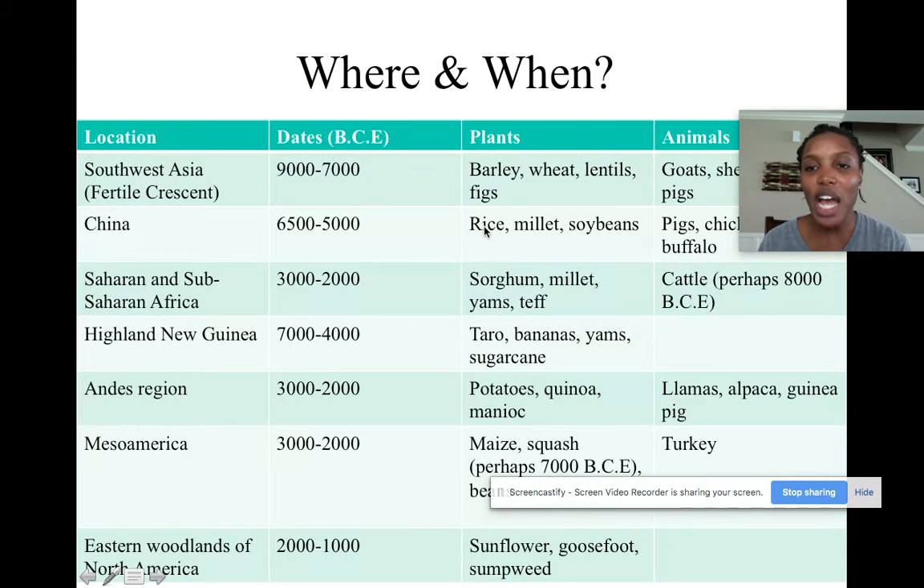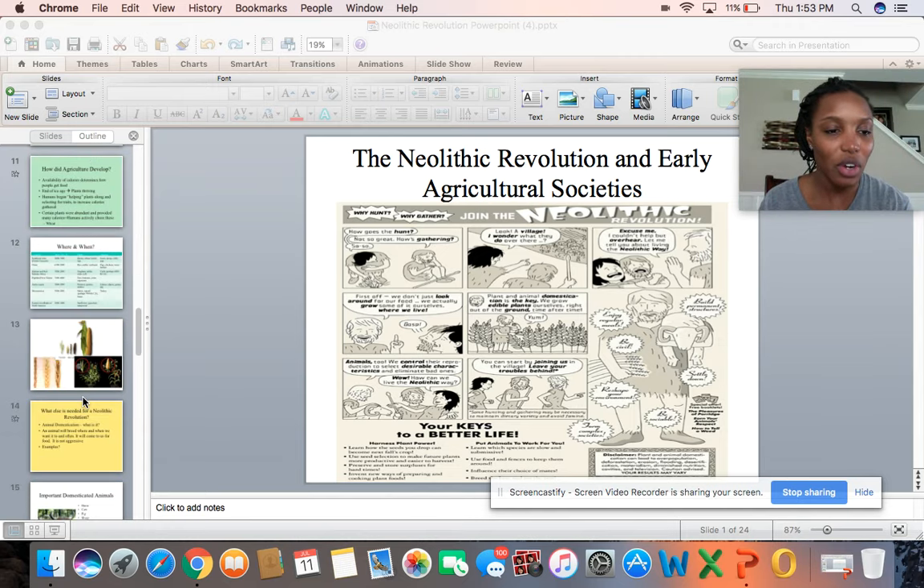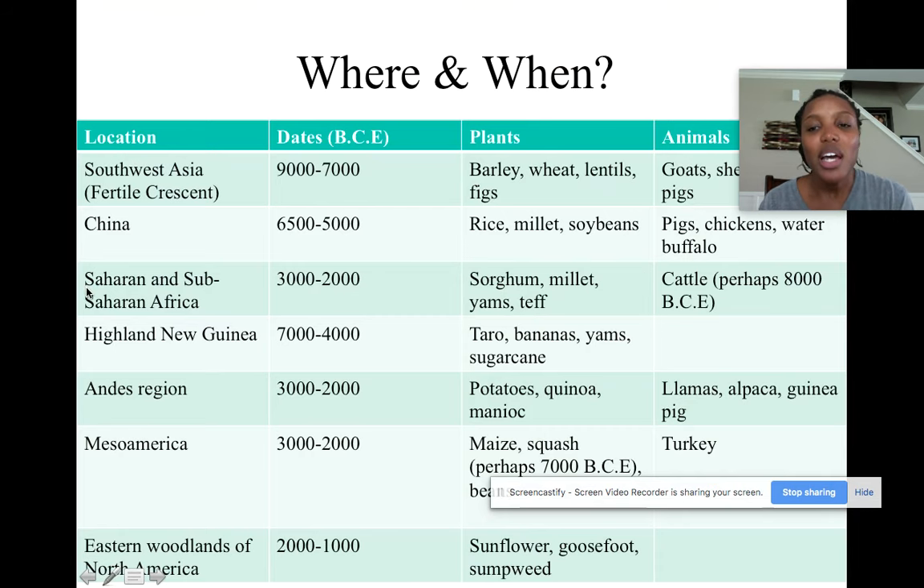So here is kind of just a little example. I've moved myself again. So whenever I move myself, I have to go back. Of some of the dates and the location of types of food and animals that were gathered. I'll let you kind of dwell on that a little bit. Little dance. I'm silly, y'all.